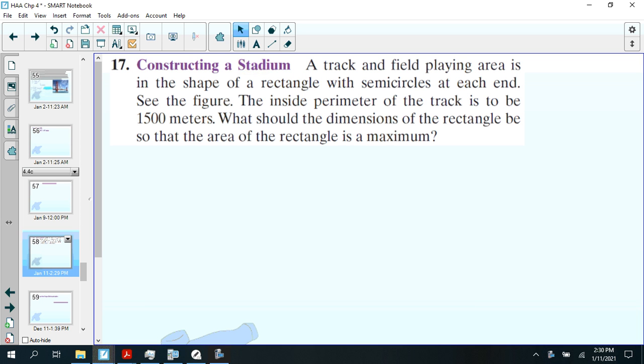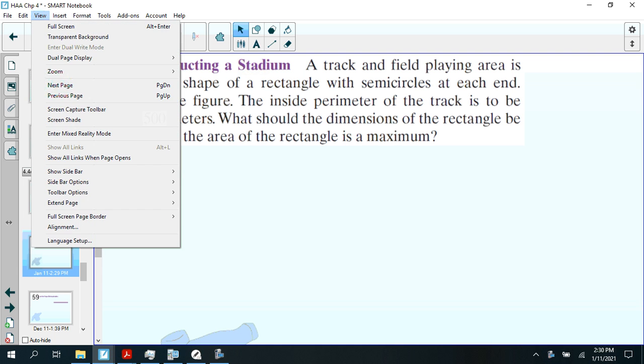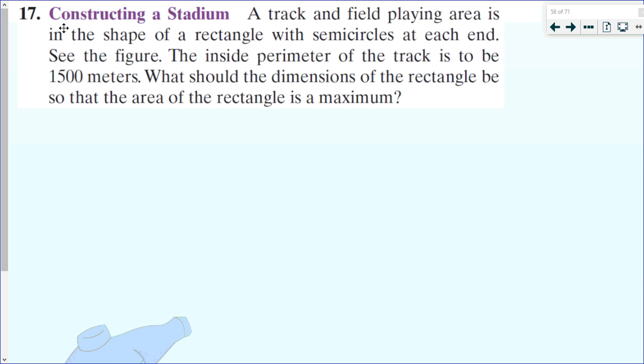All right, so we're going to take a look at 17, which is regarding constructing a stadium. So you have a track and field playing area that is in the shape of a rectangle with semicircles at each end. This is your typical track. It is not something weird.